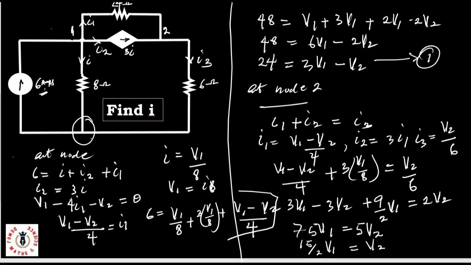Let's take another slide. We have that 15 over 2 V1 is equal to 5V2. Now I'll multiply both sides by 1 over 5, this by 1 over 5 and this by 1 over 5. So I'm saying that 3 over 2 V1 is equal to V2.